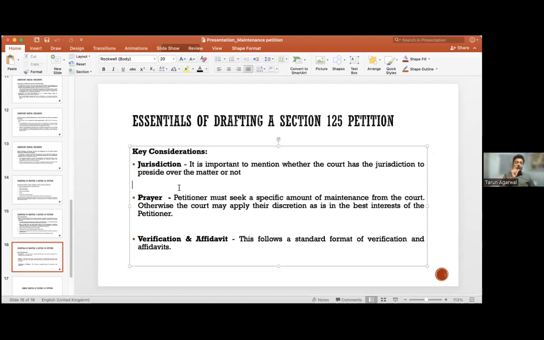So if you are able to give that crystal clear picture of the monthly salary and the expenditure of the husband, then the court will be more inclined to give you the specific amount of maintenance. So therefore the prayer clause is very, very important again.